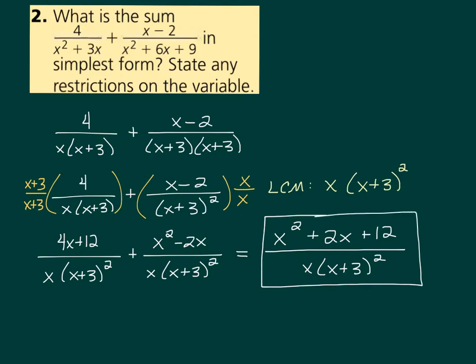And any restrictions on the variable, to look for them, you need to come right here. To this step when you factor the denominators, what values for x make this denominator 0 or this one 0? 0 and negative 3.